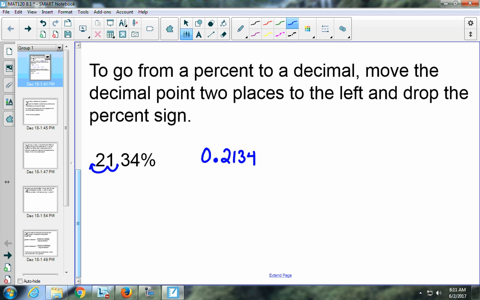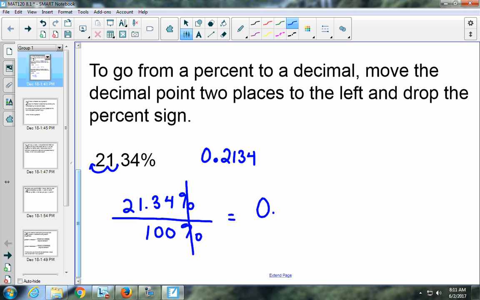Now likewise, if you don't like that shortcut, if it doesn't make sense, instead of using multiplication, we can use division. If we're trying to get rid of that percent sign, we would get rid of it by dividing by 100%. That way those percent signs totally cancel out, and when you divide by 100, you end up with that same final answer.